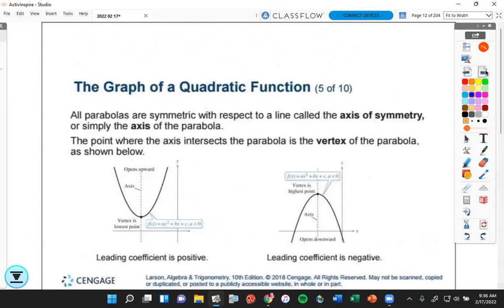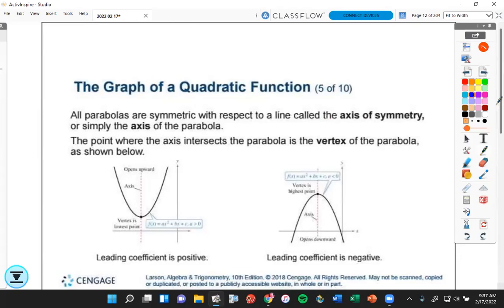Parabolas are symmetric, right? We have a line of symmetry. The line of symmetry is going to be a vertical line that separates the parabola into two halves. And what point is on the axis of symmetry? That point is called the vertex, okay? The only point on the axis of symmetry is called the vertex. And the vertex can be either the minimum value if the parabola opens up, or maximum value if the parabola opens down. How do you know if it's opening down? Well, the leading coefficient is negative. That makes it open down.